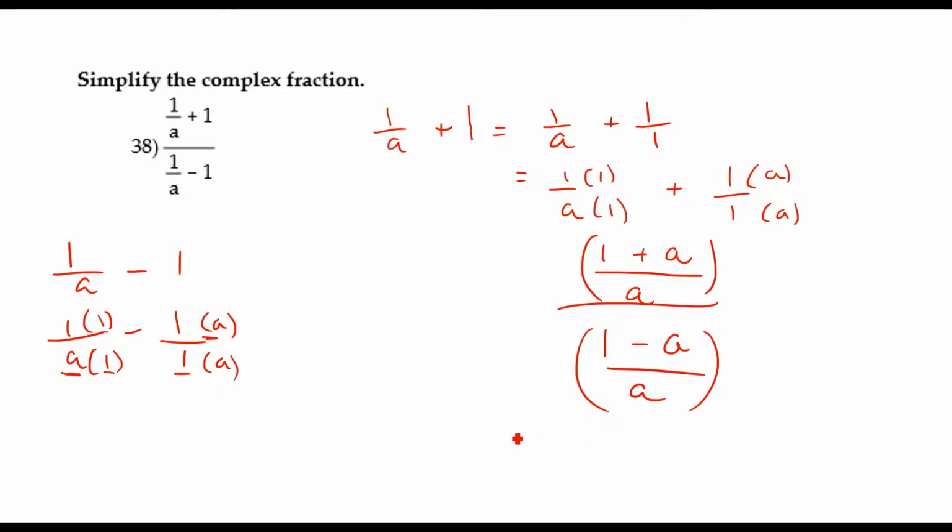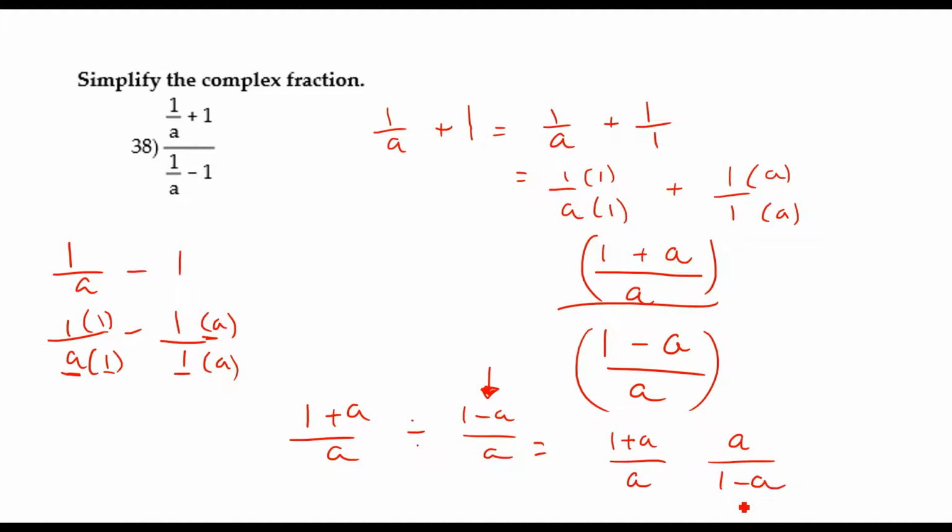So these are the two fractions that we are going to divide: 1 plus a divided by a, divided by 1 minus a divided by a. To follow suit just like we had earlier, I'm going to take the second fraction and flip it over. Now change the division sign into a multiplication sign, and if you can, factor stuff out.